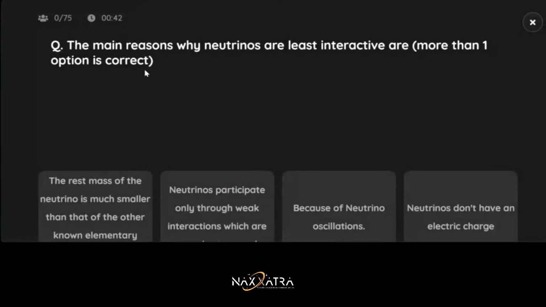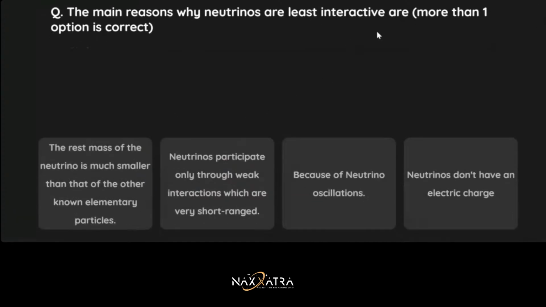So what is the main reason neutrinos are least interactive? More than one option is correct. So 20 seconds remaining, and more than one option is correct.